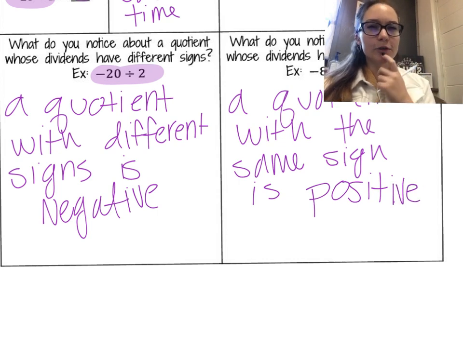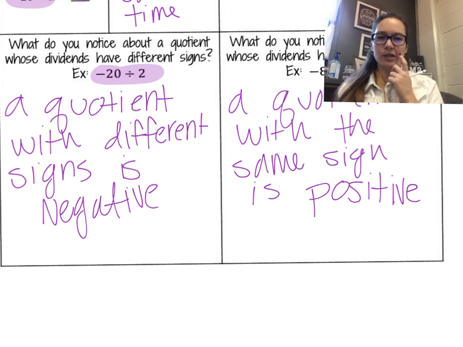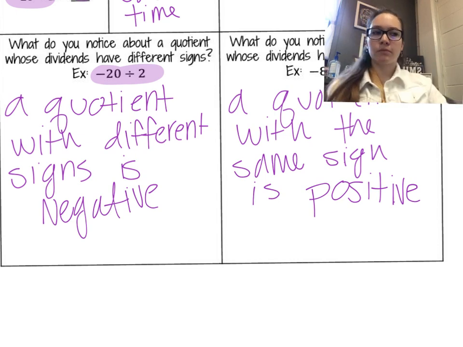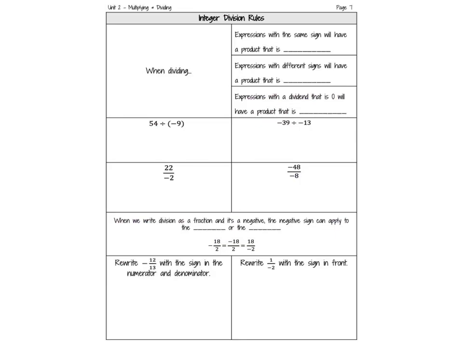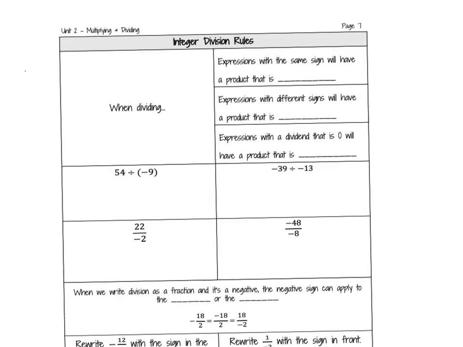Is that the same or different from what we noticed when we were multiplying? Go back and look. It's interesting. Okay, so let's write our actual rules. Let me zoom in on him first.